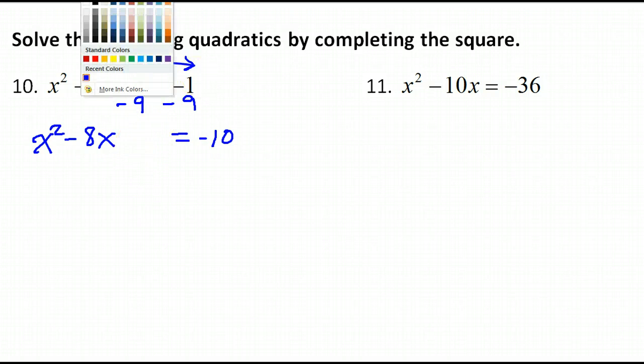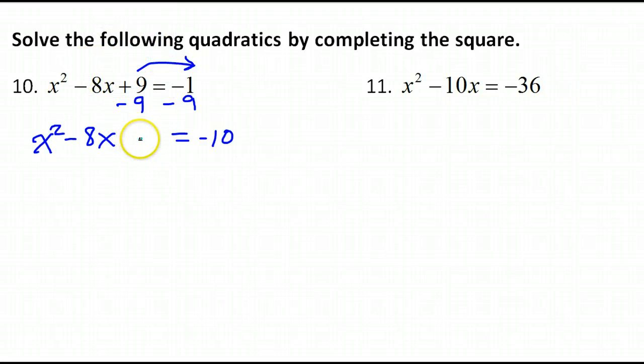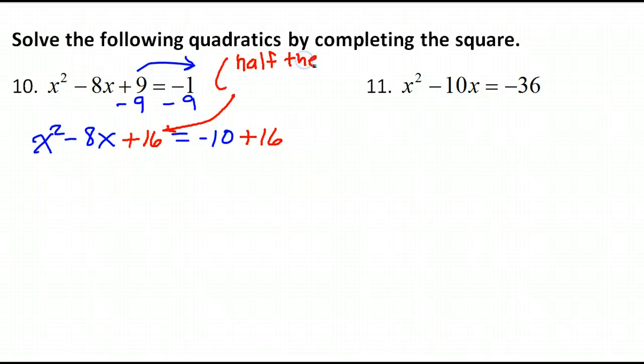Now, what is the magic number that will complete the square? Let's see, say it out loud. Okay, the magic number is 16. I'm going to add 16 to the left, and to keep the balance I'm going to add 16 to the right. Now, where did I get the 16 from? This number, we just put a little note here, has got to be half the middle.